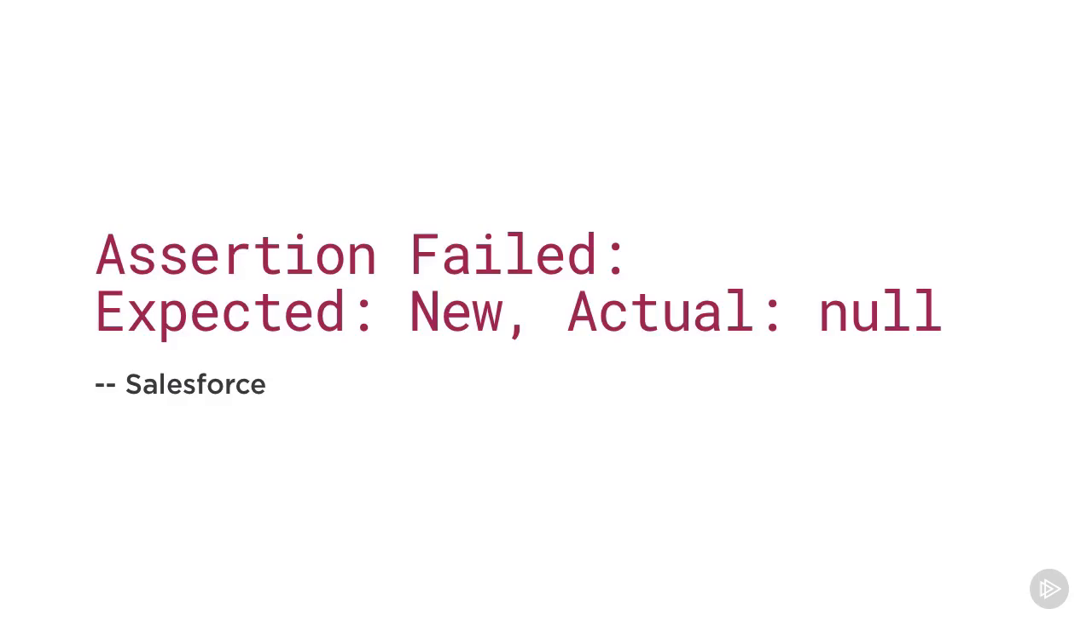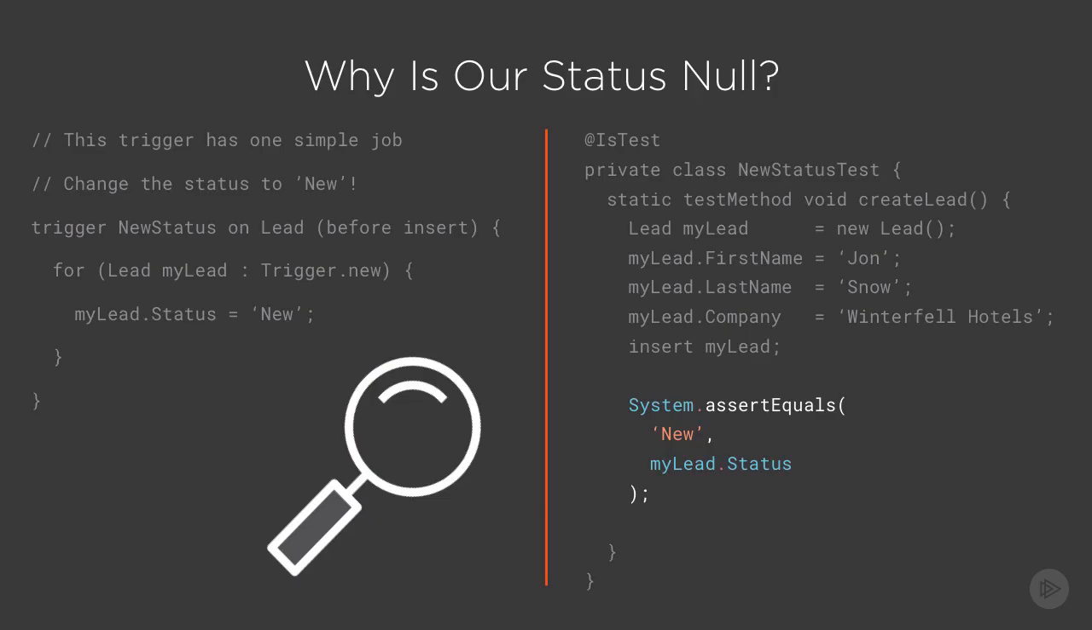What? Assertion failed? We expected the value to be new, but the actual value is null. That's weird. Let's investigate. According to the failure message, my lead.status is null. According to our trigger, this is impossible. It should be new. And if I went into salesforce.com and manually created a lead exactly like the one in our test class, our trigger would work. What's the deal?